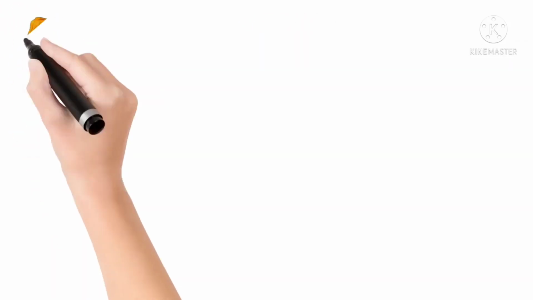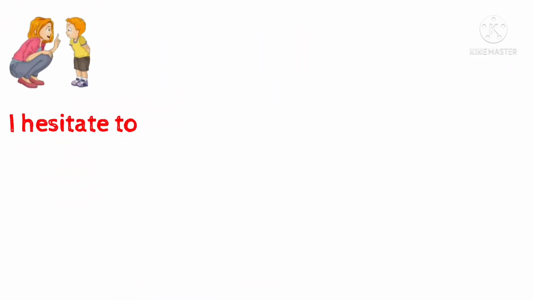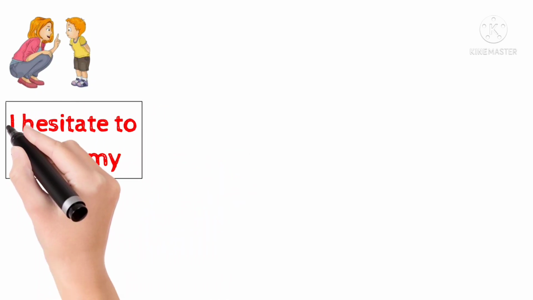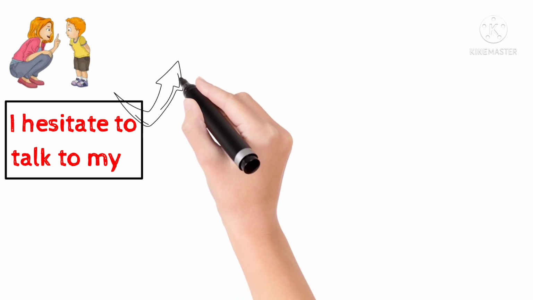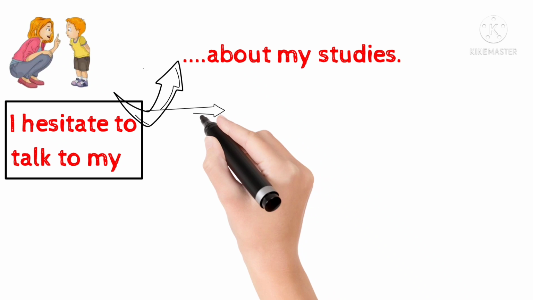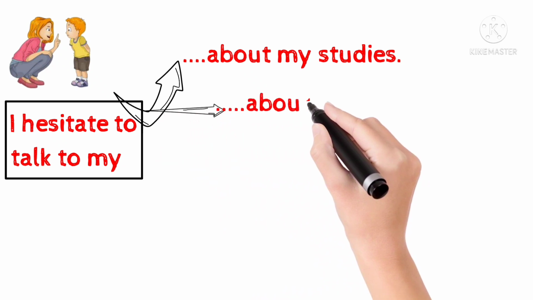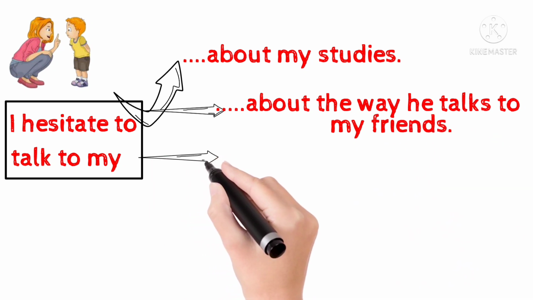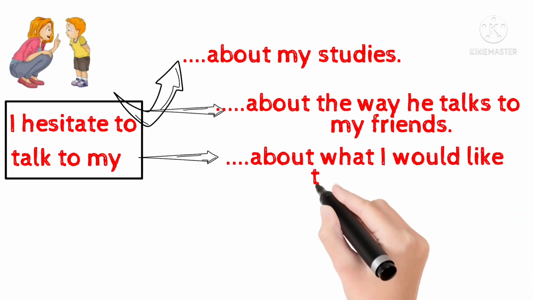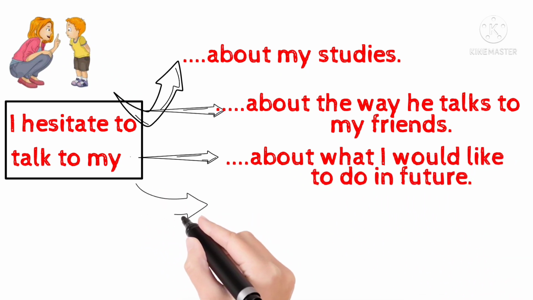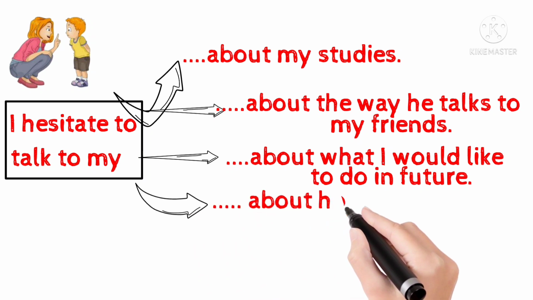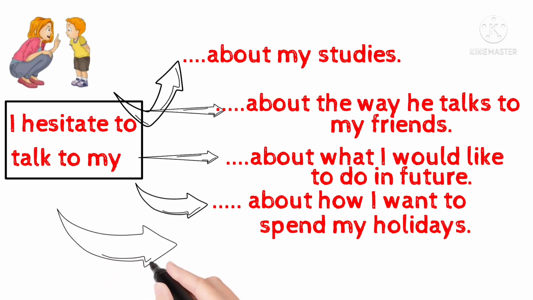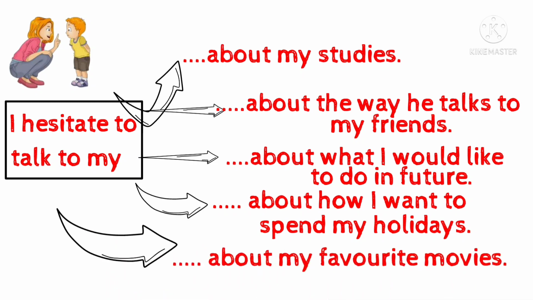Now let us learn the last activity from the warming up section, activity number C. Here the incomplete sentence is: I hesitate to talk to my. Here students, hesitate means not able or cannot say about. Students, here you have to complete the following sentences with the help of the related activity. An example: I hesitate to talk to my father about my studies. Second, I hesitate to talk to my friend about the way he talks to my friends. I hesitate to talk to my brother about what I would like to do in future.